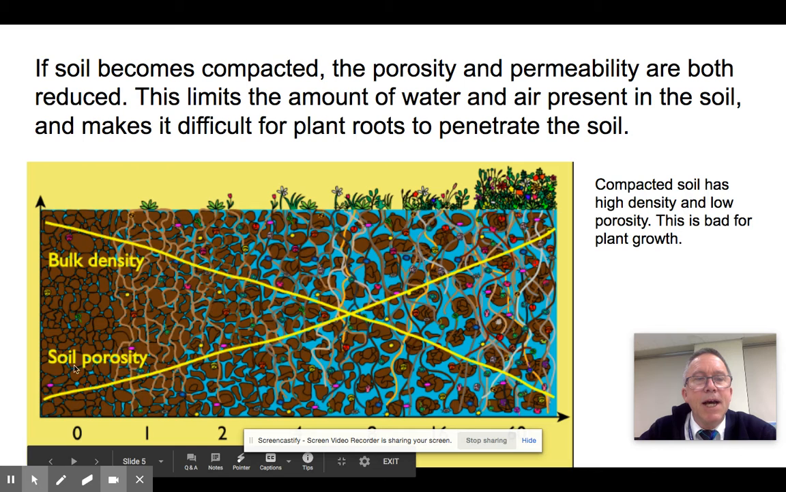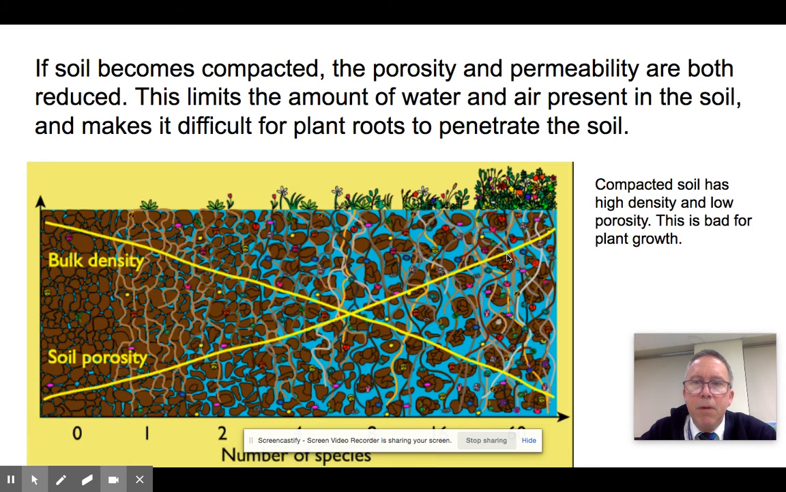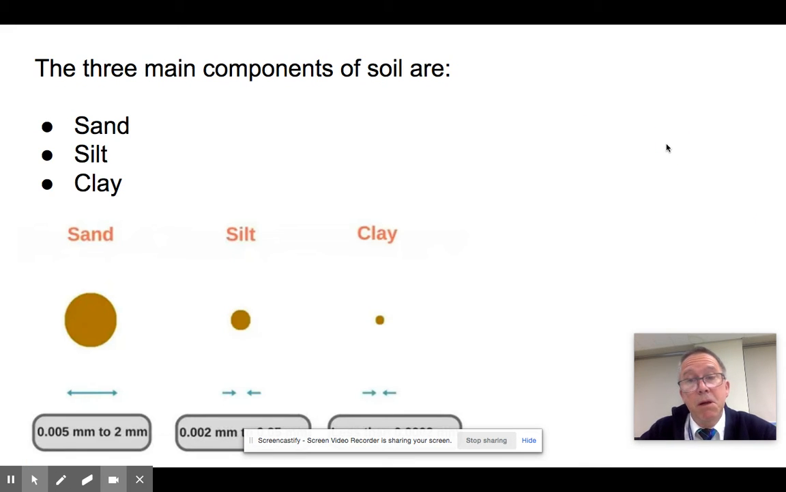Now what we see is as the porosity increases, here the porosity is going up, the density is naturally going to go down because these pores don't weigh anything. And so we find that high porosity, low density soils support lots of plants, whereas high density, low porosity soils do not. Makes sense to me. I don't know about you.